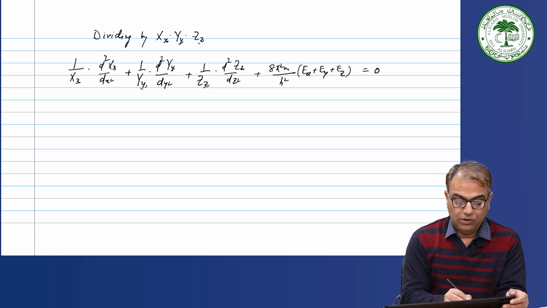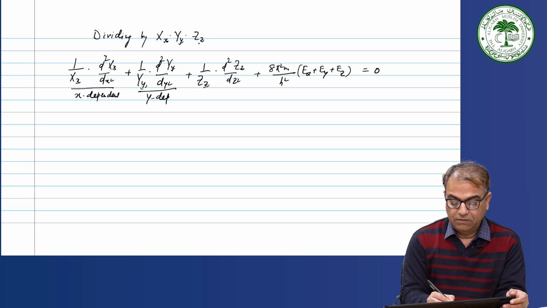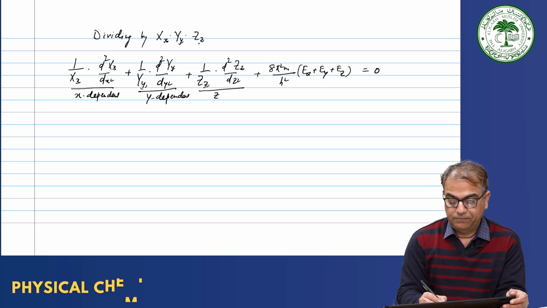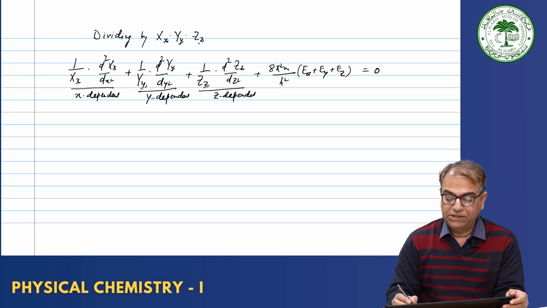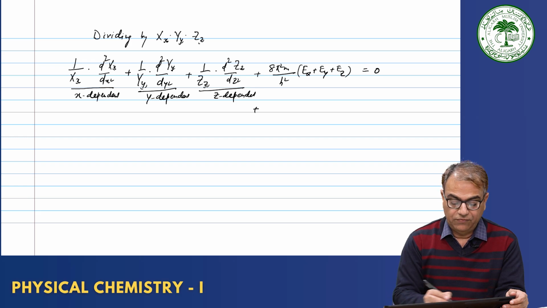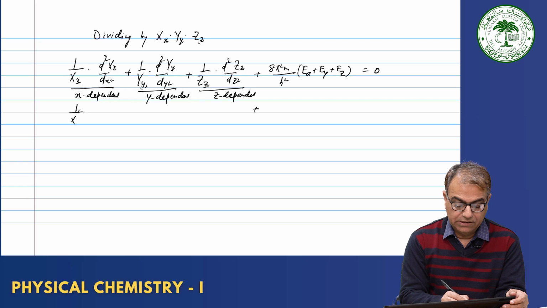Okay. Now you look at this one. It is x dependent. This is y dependent, and this is z dependent. Same way we can have it for energy also. If you write this one, write this 1 over X. Let me write it.